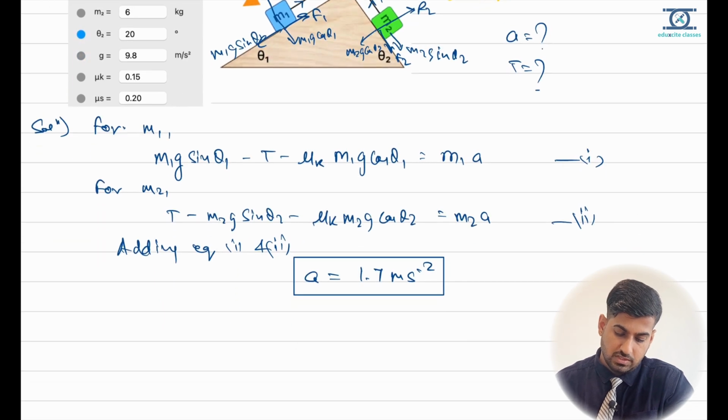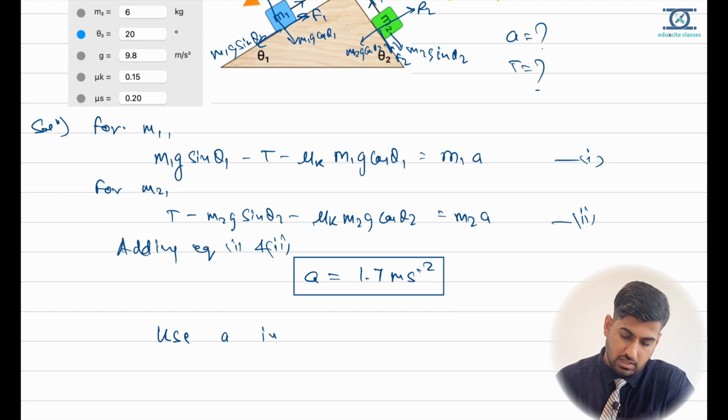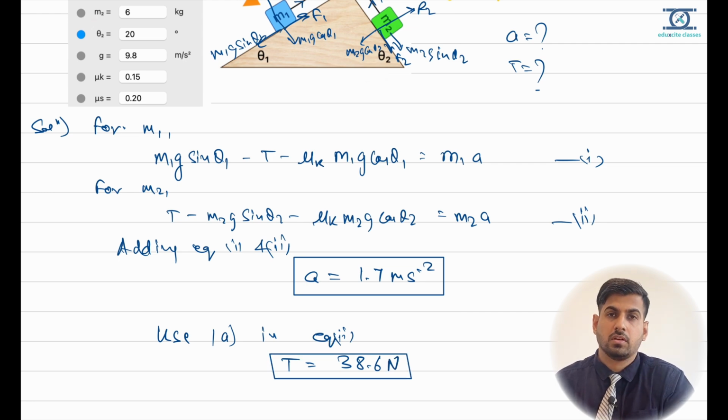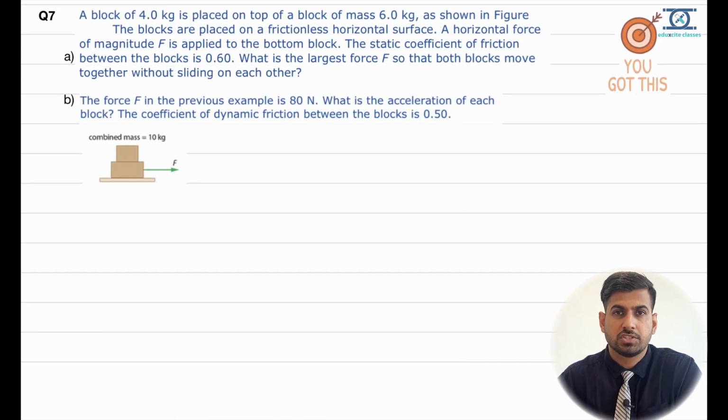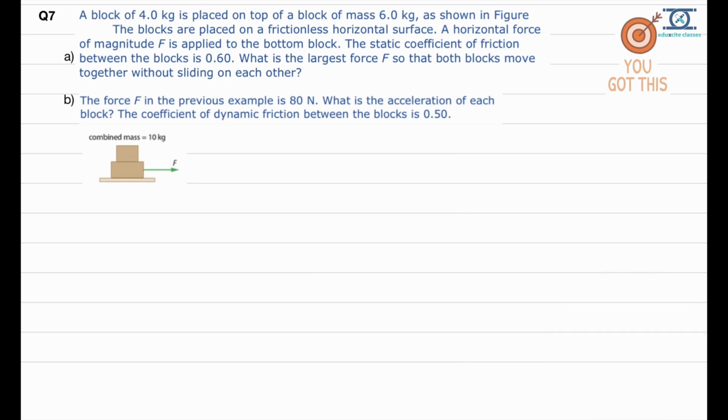Okay, now using a in any equation, I use it for m2, you will get tension something around 38.59, or you can say 38.6 Newton. I hope it is quite clear for question number 6. Okay, now solve question number 7. Pause the video and solve.